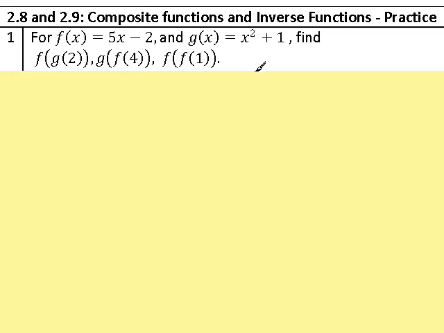In number one, we have two functions, f and g, and we want to find some values of these composite functions. So first, let's look at f of g of 2. So we start with the inner g function, and we want to find g of 2. All right, so here's g. We're just substituting in 2.